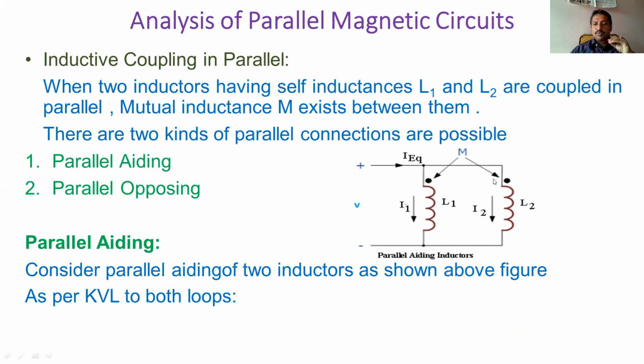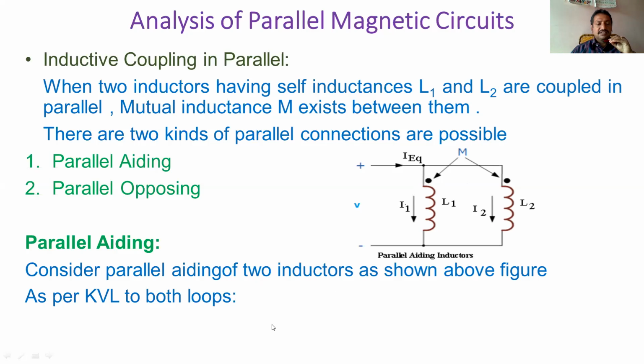See here, both are entering. Parallel means all the starting terminals and all the ending terminals are connected together. So this is the self-inductance L1 of coil 1, self-inductance L2 of coil 2, and the mutual inductance. So consider parallel aiding of two inductors here.